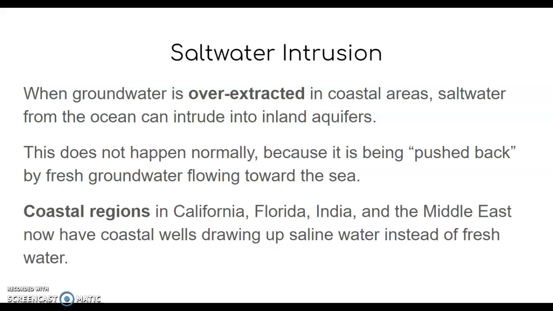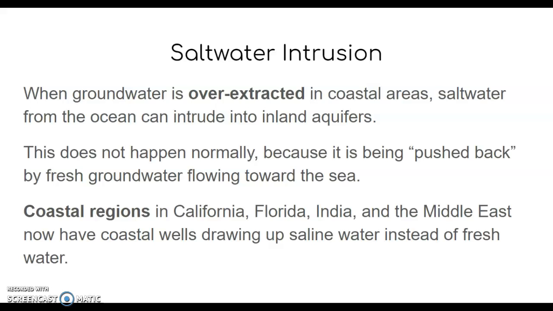So one big thing that will happen if there's overpumping is something called saltwater intrusion. And we absolutely positively need to know about saltwater intrusion. So saltwater intrusion happens when groundwater is over extracted in coastal areas and water from the ocean can intrude into inland aquifers. So this only happens in coastal areas.